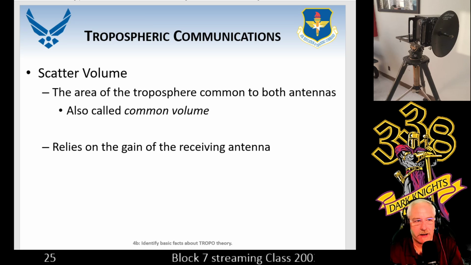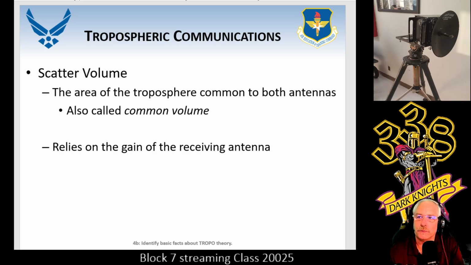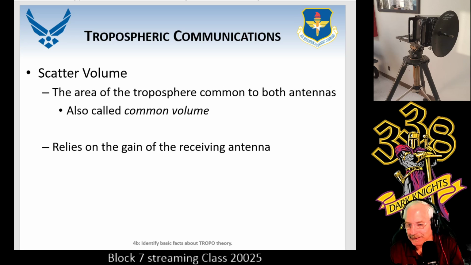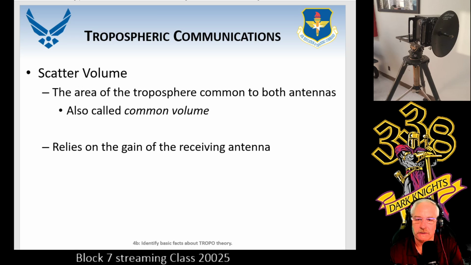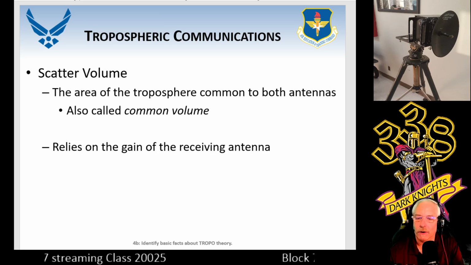Next up, we have scatter volume. It's also called the common volume. That's the area where it gets refracted back down to Earth. The big thing about it is the antennas. You've got to have a very highly directional antenna to get it up to the tropo, and then you have to have a very high gain antenna to receive it. It's normally on both ends. It's called reciprocity.